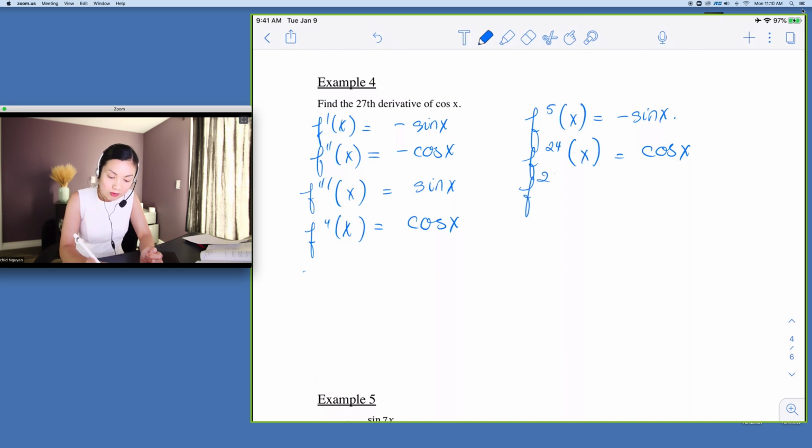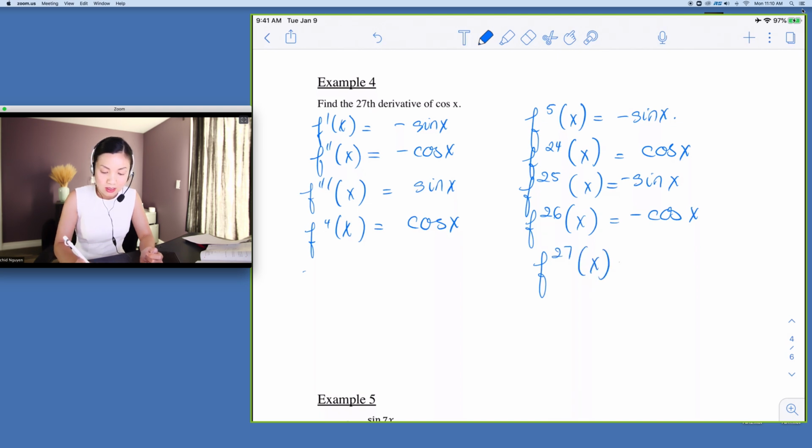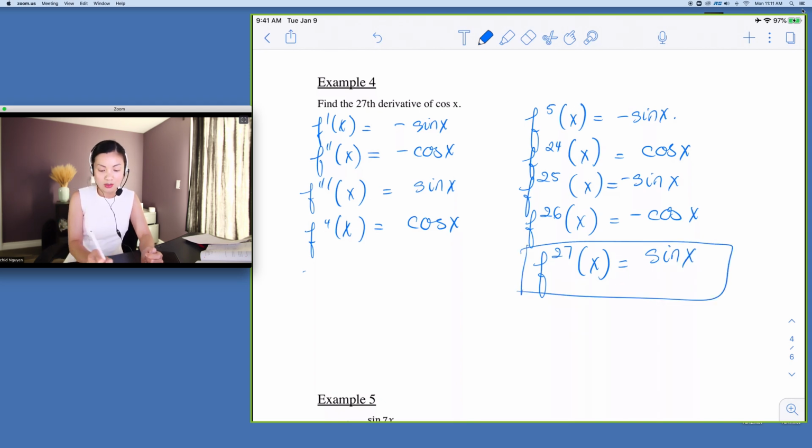So f 25th is going to be negative sine. 26, negative cosine. Therefore, f of 27, we get back to sine. Okay, so that's how you take the derivative. It's repeated. Okay, so it's just a pattern.